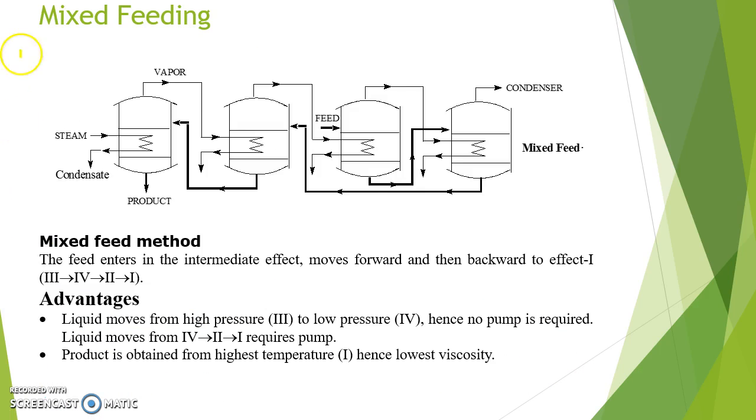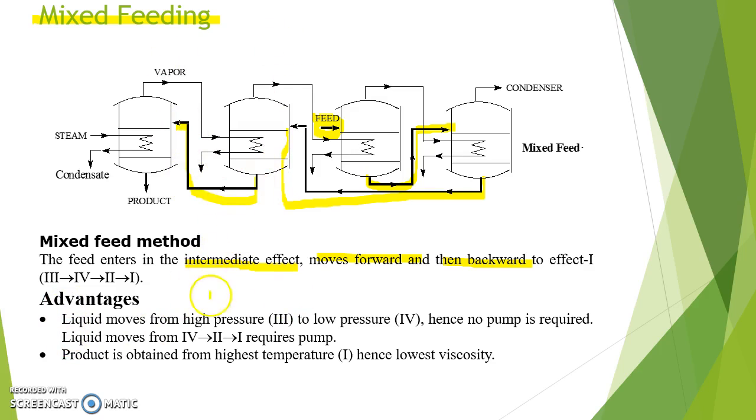Next method is mixed feeding. In case of mixed feed, the feed enters into the intermediate effect, moves forward and then backward to effect 1. So in this diagram, feed is entered into the third effect, and then from the third effect it is moving to the fourth effect, and then from fourth to second, and second to first effect.